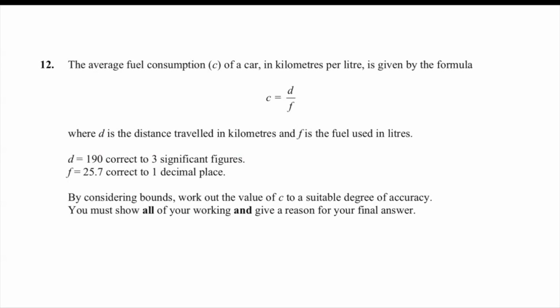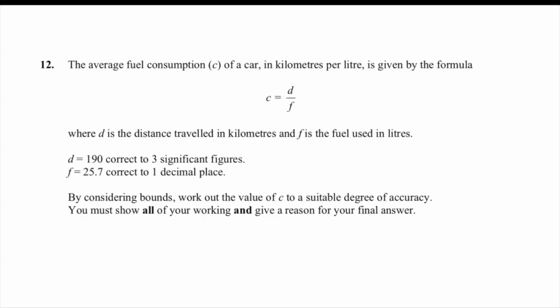We've been told that D is equal to 190, correct to 3 significant figures, and it would be really tempting to do a kind of number line that goes up in zeros in multiples of 10, like it's been rounded to the nearest 10, but it's not. It's correct to 3 significant figures, which means that it's given to the nearest whole number. So we're going to have a whole number line, basically 189, 190, 191.